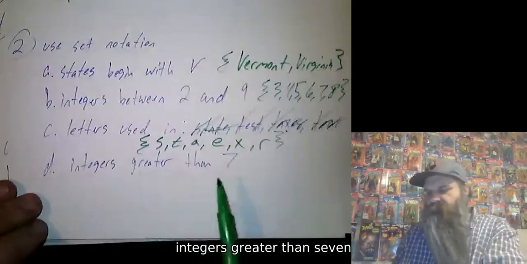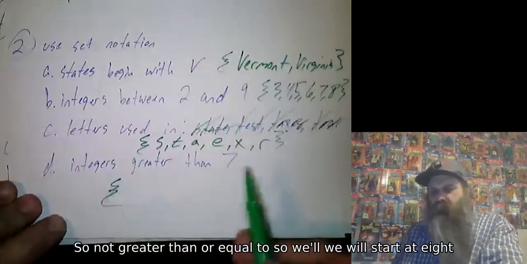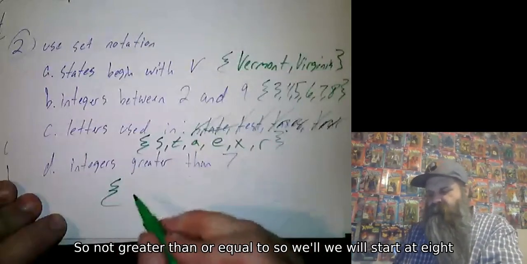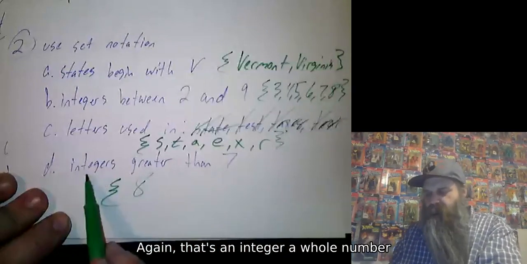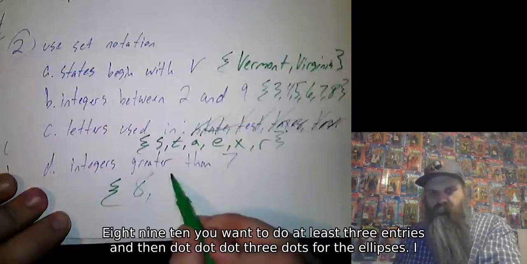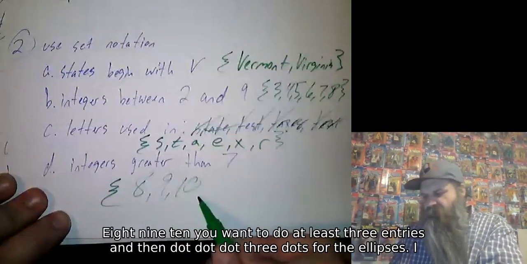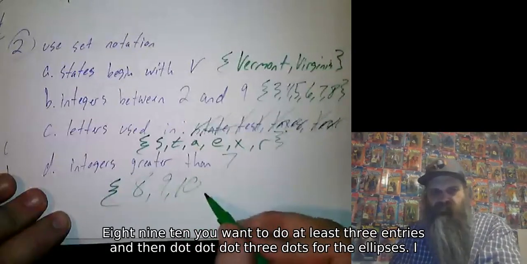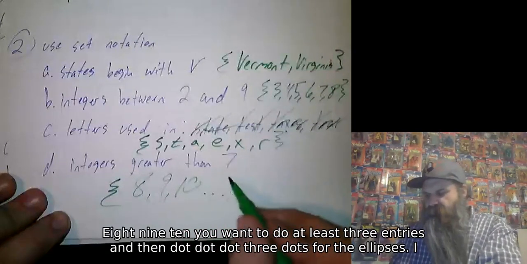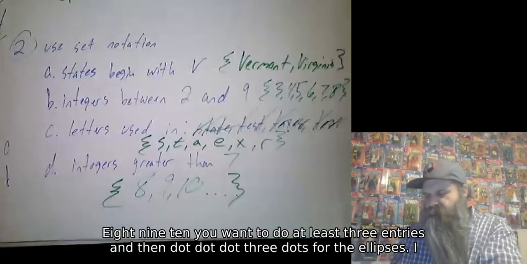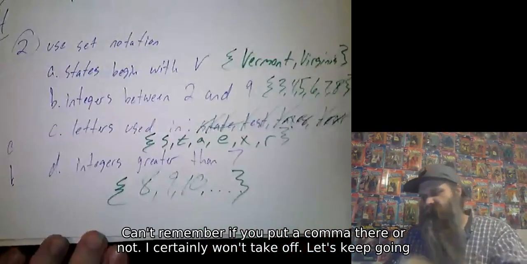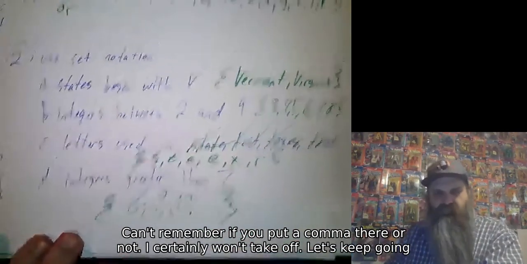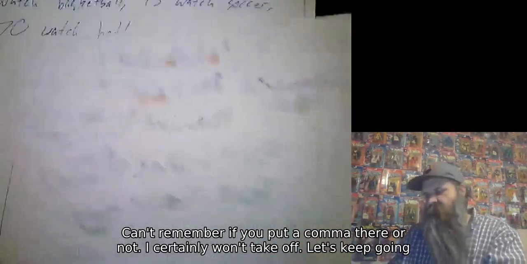Oh, and then here's one. Integers greater than 7. So not greater than or equal to, so we will start at 8. Again, that's an integer, a whole number. 8, 9, 10. You want to do at least 3 entries, and then 3 dots for the ellipses. I can't remember if you put a comma there or not. I certainly won't take off. Let's keep going.